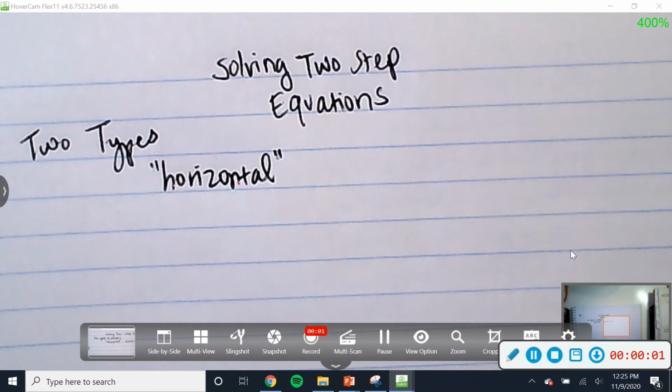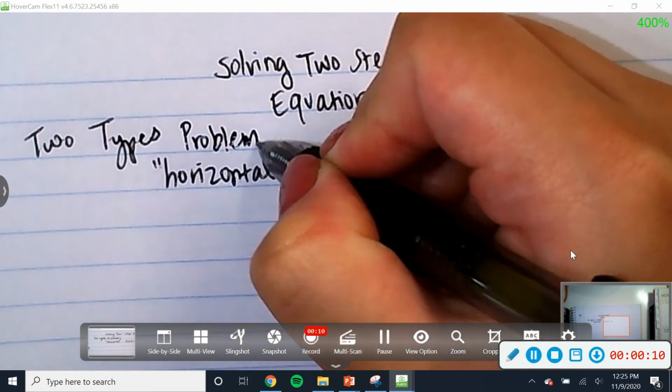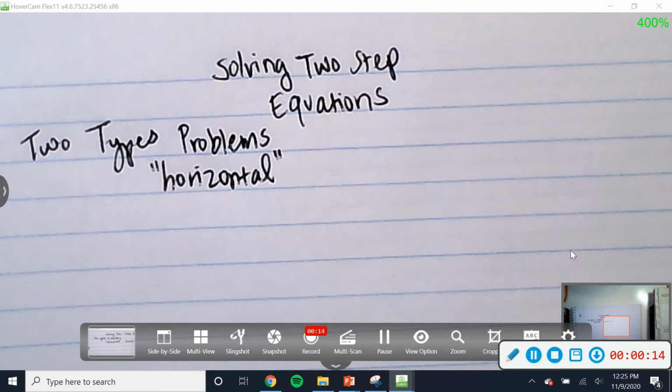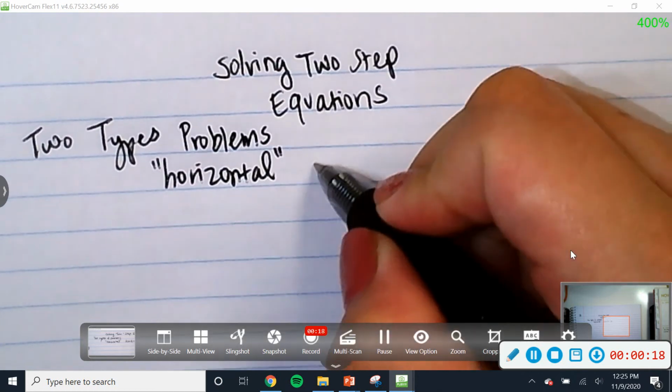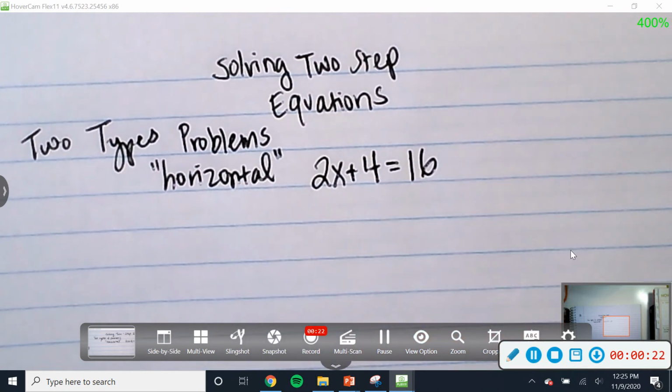Today we're going to be talking about solving two-step equations. There are two types of problems that we are going to usually see when we're solving two-step equations. The first one that we're going to talk about I call the horizontal problems. So an example of this would be something like 2x plus 4 equals 16.